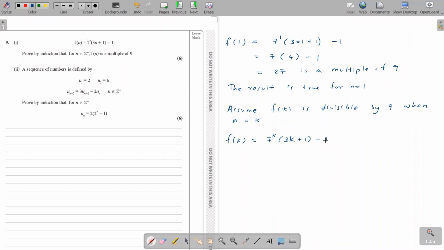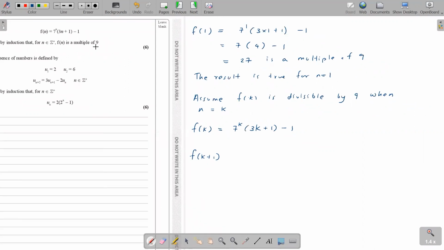And now what do we need to do in the next step? We work out F of k plus 1, and we need to show the k plus 1 term is divisible by 9. Meaning we have to generate a 9 for the k plus 1 term and show. Now what's the k plus 1 term? Go and replace n with k plus 1, in the 7 to the power and here in the 3n as well. What do you get? 3 times k plus 1, right? Minus 1. Can you see?